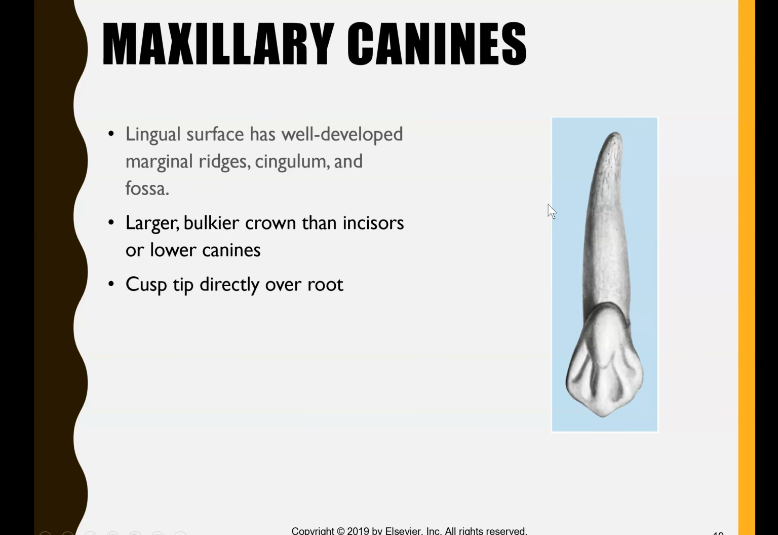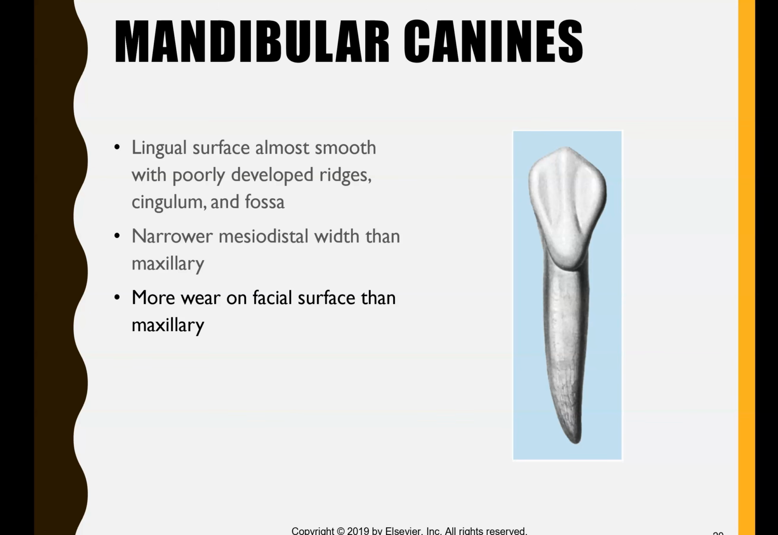But when you look at the maxillary, it has very prominent ridges. It has a deeper fossa. It has a well-developed cingulum. This bump right here is the cingulum. And here the cusp tip is right over the root. So if you look at the cusp and align it with the root, the cusp tip is directly over the root. Whereas here, if you look at the cusp and draw a straight line, it's a little bit off.